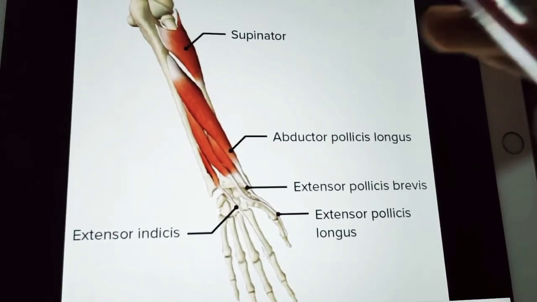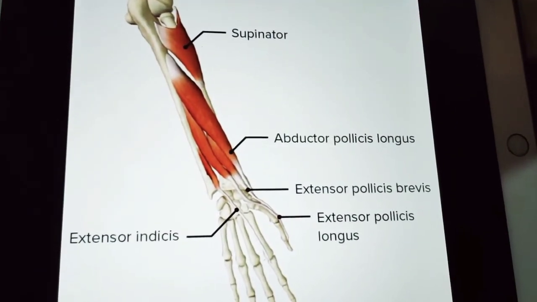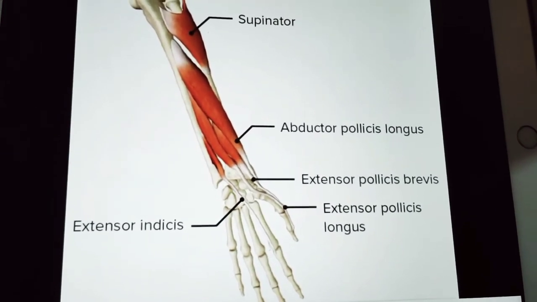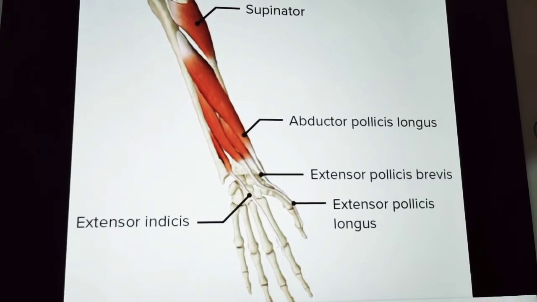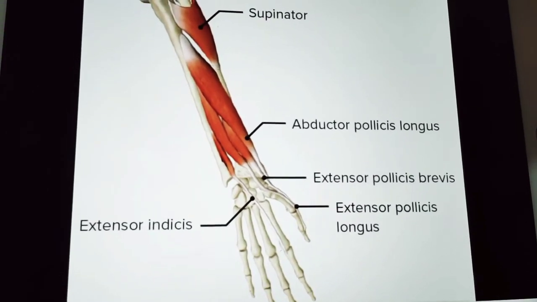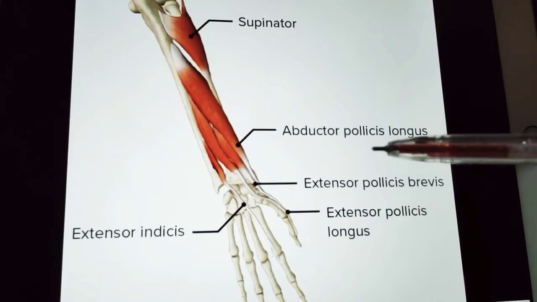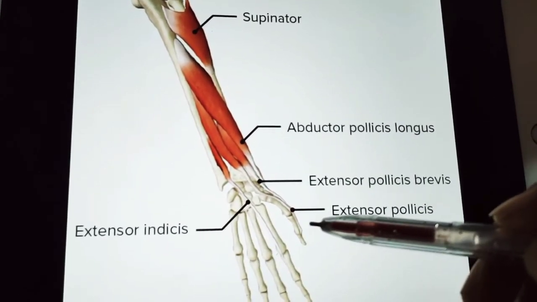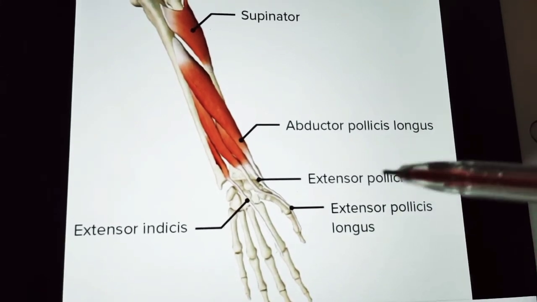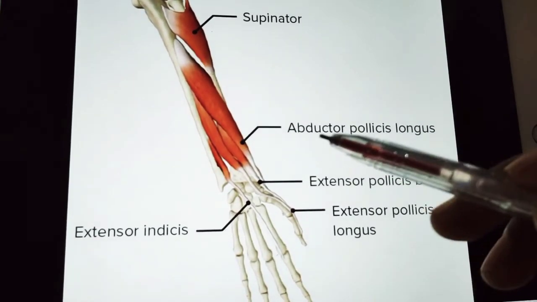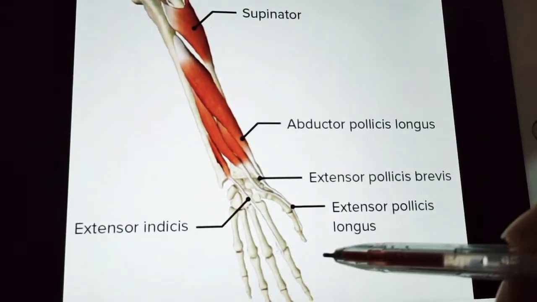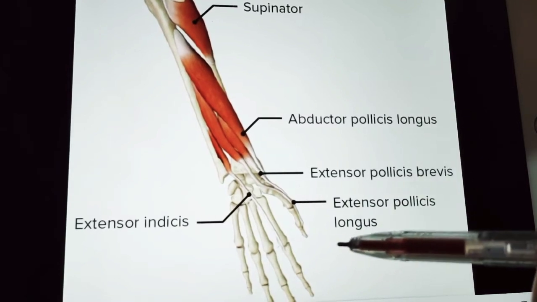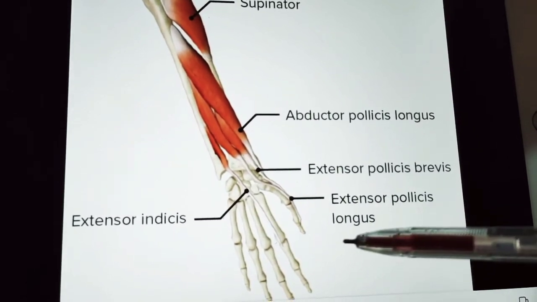First, remember supinator. Supinator is on the posterior aspect, because from the posterior aspect, if you want to supinate your hand, you need supinator. So that is how I remember. Next you have the abductor pollicis longus. On the deep muscles, mainly remember the thumb side. Thumb is called pollicis, right? So you have abductor pollicis longus, which is a long muscle to abduct your thumb. And next you have extensor pollicis brevis, and also extensor pollicis longus.